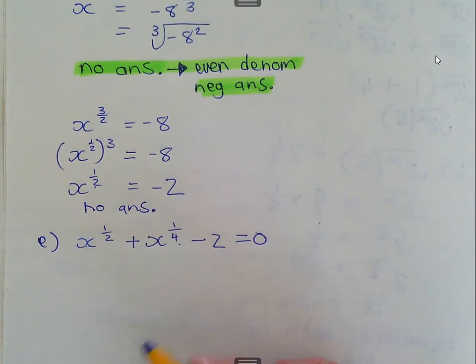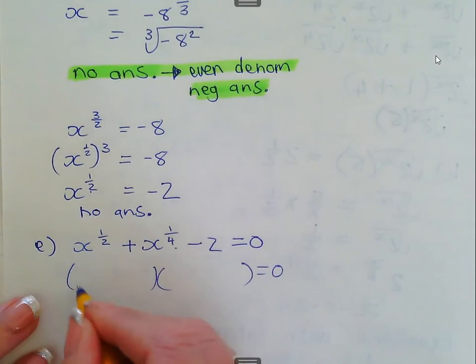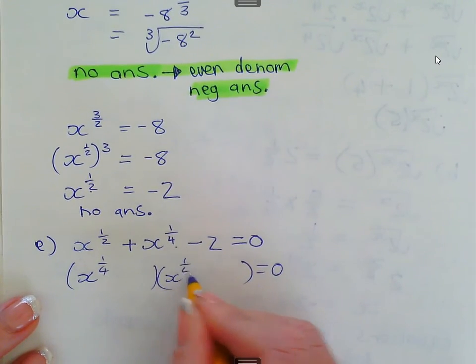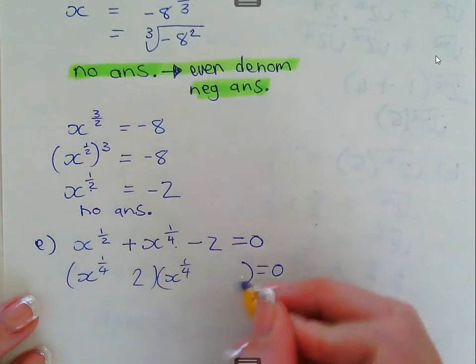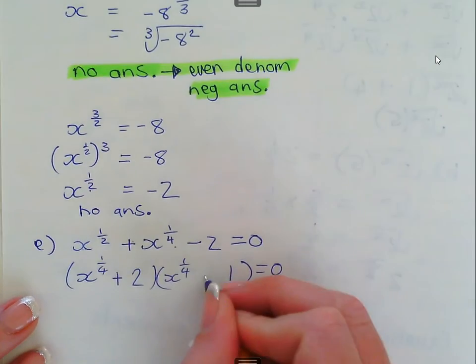No? So if I were to factorize this, look at the easy factorization. It's x to the power of a quarter, x to the power of a quarter. Factors of 2 that will give me 1 when I subtract them are 2 and 1. I want to get to positive 1, so it has to be plus 2 minus 1.